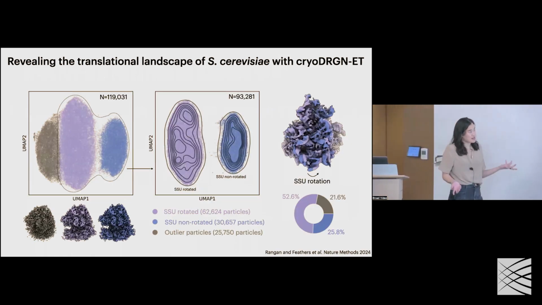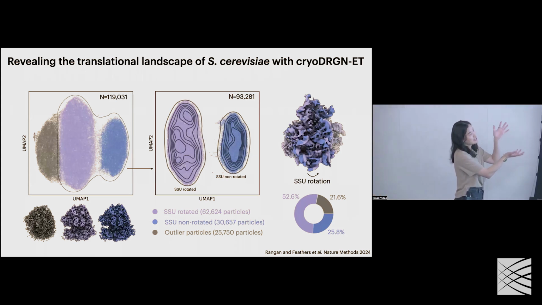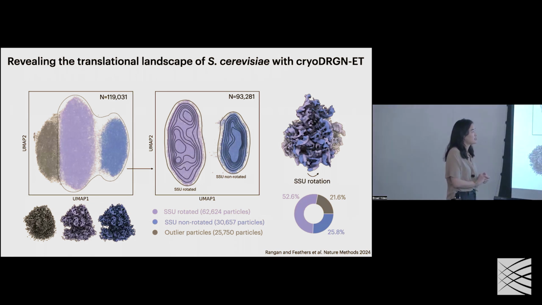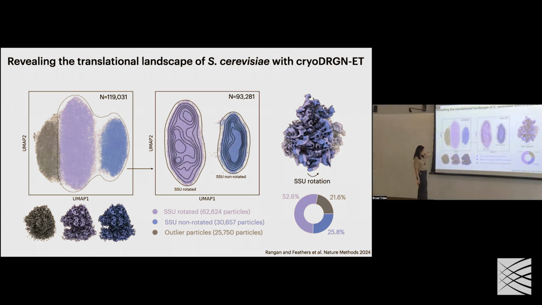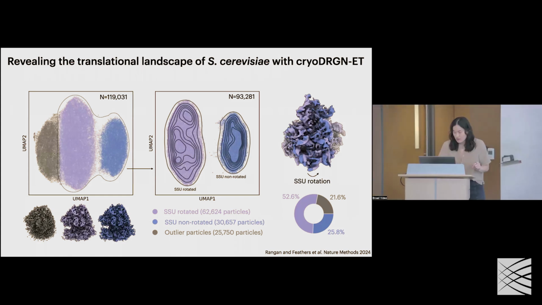This is what we get out of cryoDRGN ET. So here's the latent space representation. In this case, maybe 130,000 particles of the ribosome, or, sorry, 119,000 particles. And just by visual inspection, we had one cluster that was just junk particles, one cluster that looked like the ribosome in the rotated state, and one class that looked like the ribosome where the small subunit was in the non-rotated state. Because we don't want our model to be wasting its expressive capacity on these bad particles, we filter the data set to the good particles, train it again, and we again see this nice partitioning of the two rotational states.